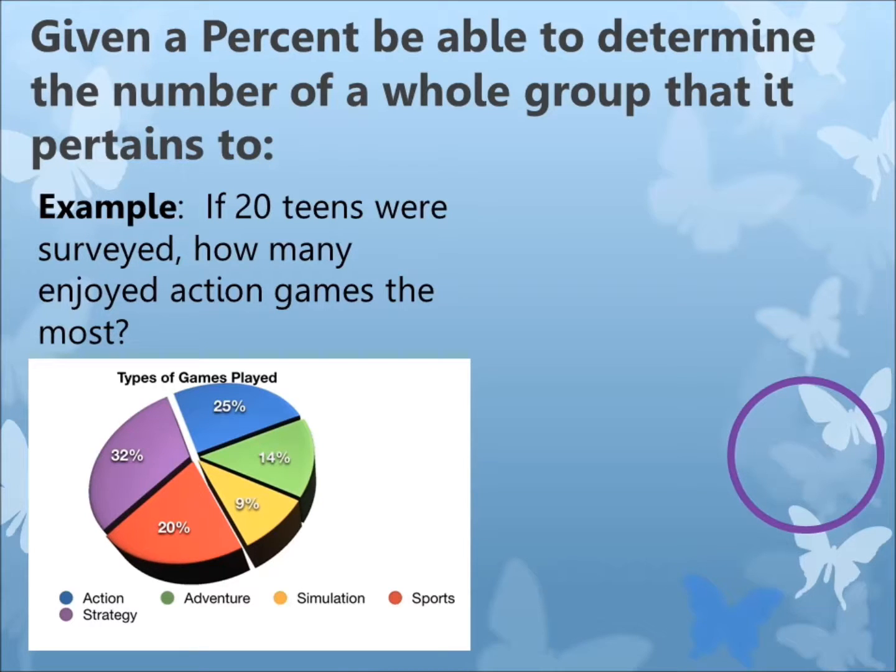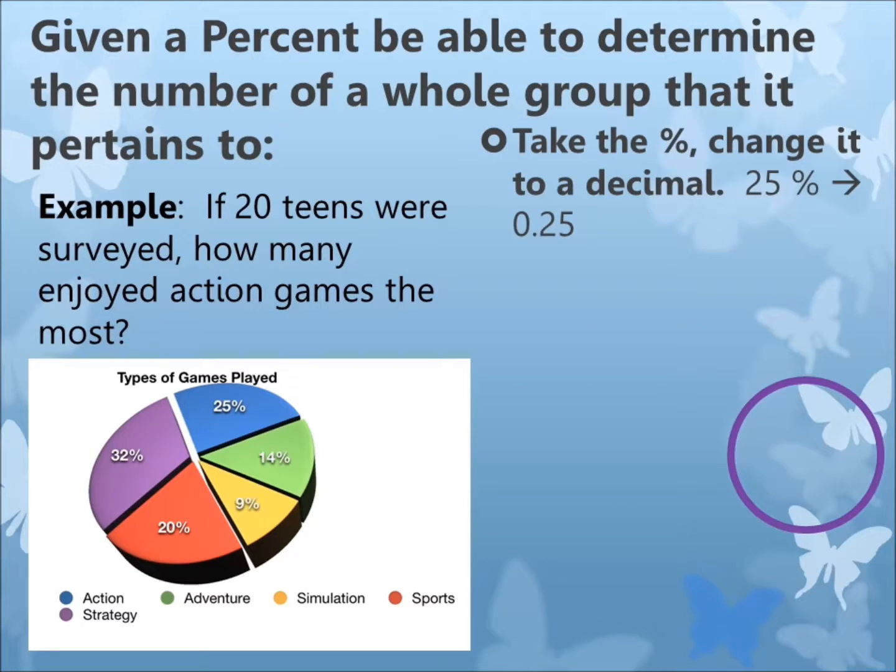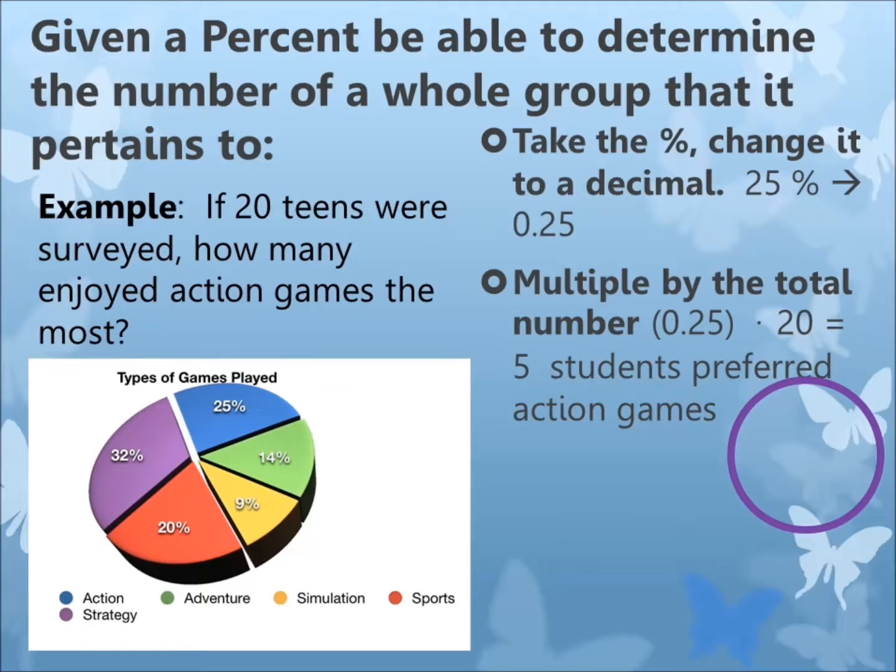Okay, so if we have 20 kids and we need to figure out how many of those 20 enjoy action games the most. If we look at our pie chart here, we can see that action games are blue, and that is 25%. The first step is to take that percent and change it to a decimal. So we take 25 and we change that to 0.25. Make sense? And multiply that by how many people we're talking about.